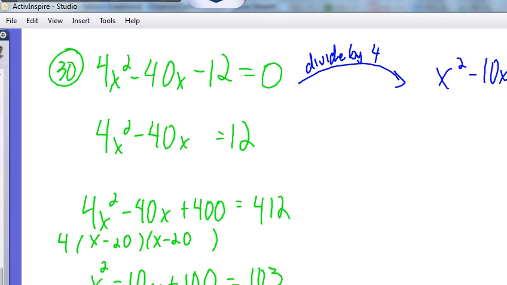In order to have this be a perfect square trinomial, what number do we need here? 25. What do we have? Negative 3. Add 28. That's good. If you add 28 to negative 3, you'll get 25. We just need to keep the equation balanced. x squared minus 10x plus 25 equals 28. So this factors as x minus 5 squared equals 28.